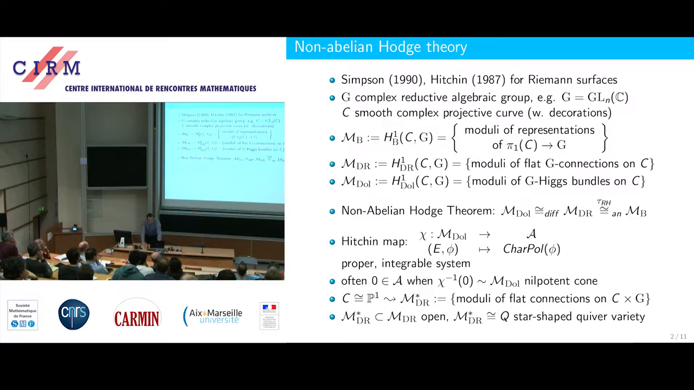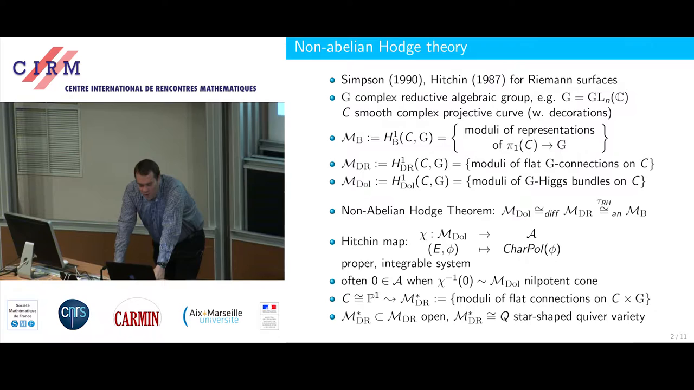Eventually, we'll be considering the character variety, but for now, we will have two geometrical structures on the de Rham and the Higgs moduli space, which we will be interested in. So the first geometrical structure we have on the moduli space of Higgs bundles is the Hitchin map. Okay, I'm not going to define this, it's just an indication of what it is. You take the characteristic polynomial of the Higgs field, and this turns out to be a proper integrable system.